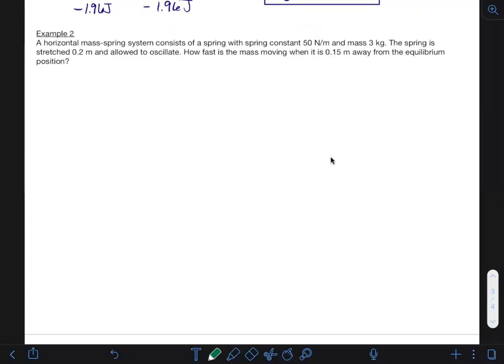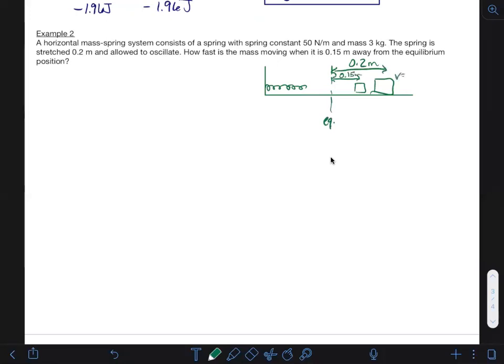Okay, let's do a quick drawing here. So I have my horizontal mass spring system. I have my equilibrium position. We'll just say it's right about there. I originally stretched 0.2 meters away from equilibrium. How fast is the mass moving when it is 0.15 meters away from equilibrium? So 0.15 meters.